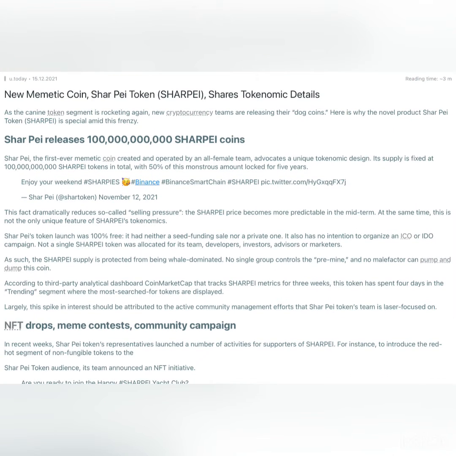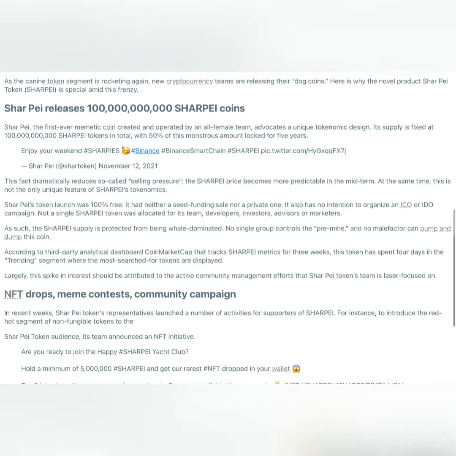New memetic coin, Shar Pei Token, shares tokenomics details. As the canine token segment is rocketing again, new cryptocurrency teams are releasing their dog coins. Here's why the novel product Shar Pei Token is special amid this frenzy. Shar Pei releases 100 billion Shar Pei coins.